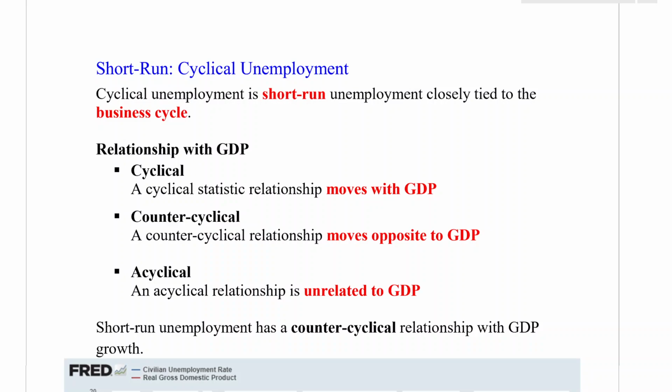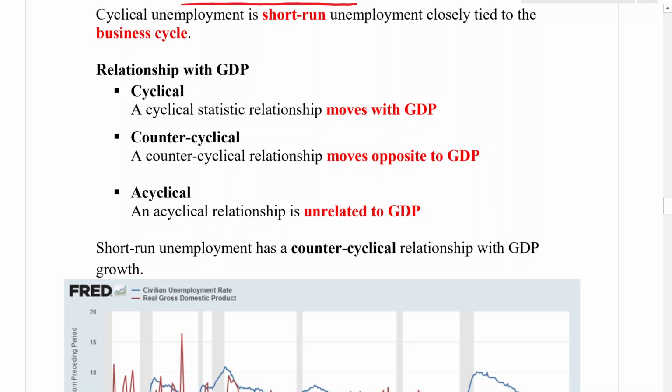We're going to talk about cyclical unemployment here, but in general, there are a lot of statistics that are either cyclical, acyclical, or countercyclical. Essentially, anything that is cyclical is a statistical relationship that moves together with GDP. We'll talk about examples in a second. Countercyclical moves opposite to GDP. That would include unemployment. And acyclical is no relationship, or unrelated to GDP.